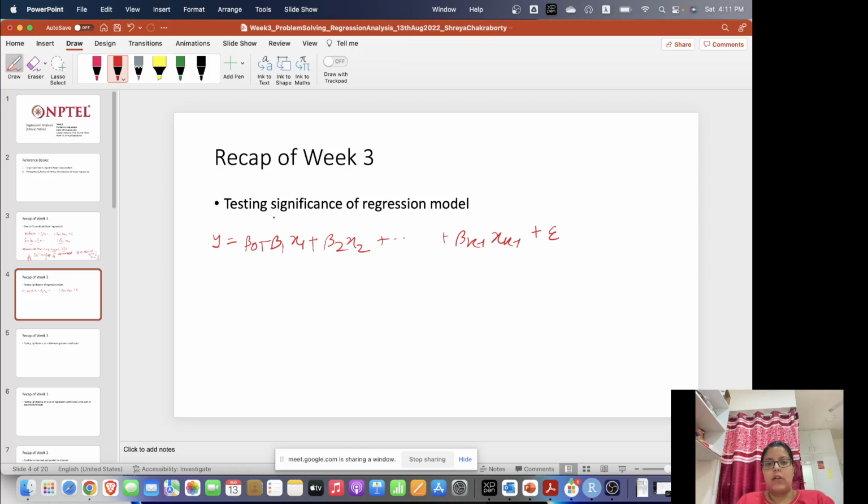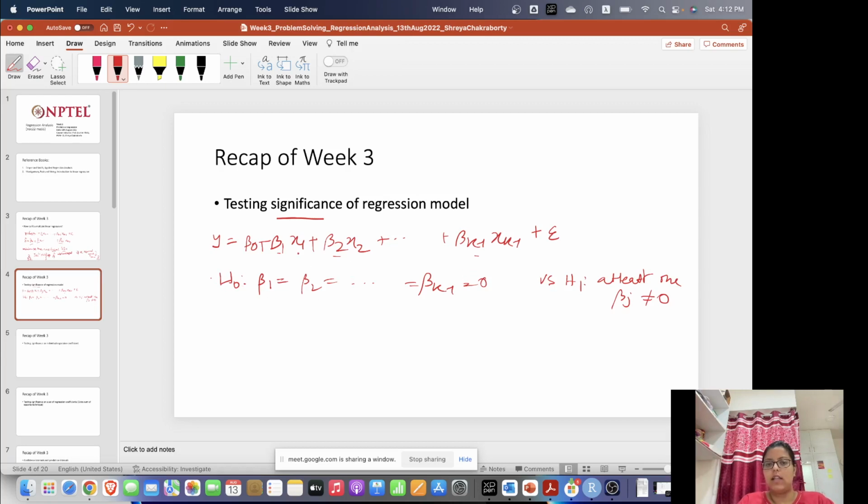Now if we had to test for the significance of the regression model, what we were essentially testing was that each of these betas equals 0, versus H1: at least one beta j not equal to 0. So whenever we are asked to test for the significance of a regression model, this would be my criteria.